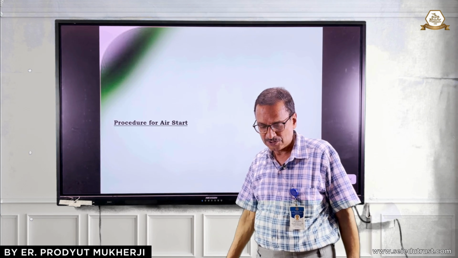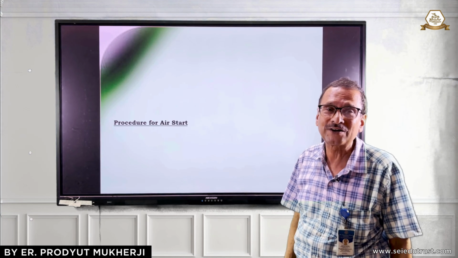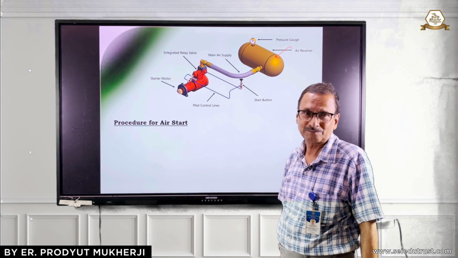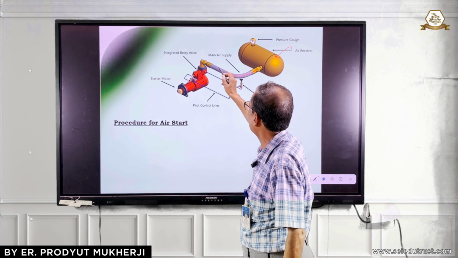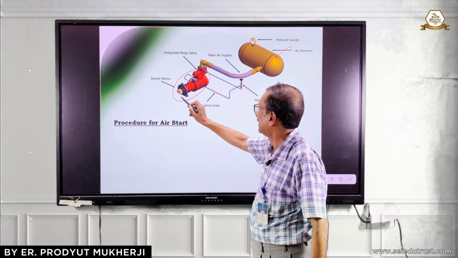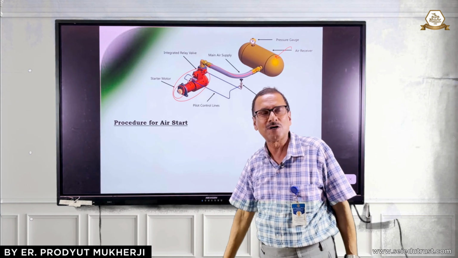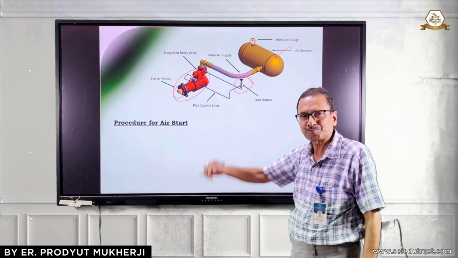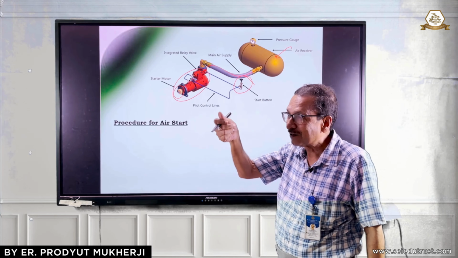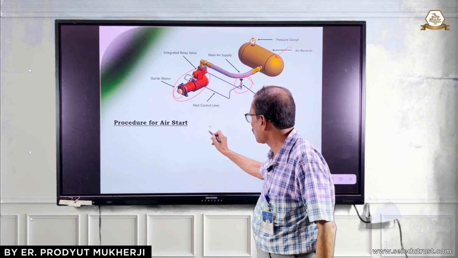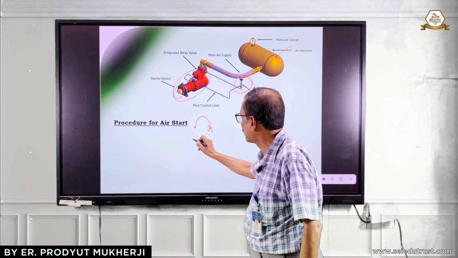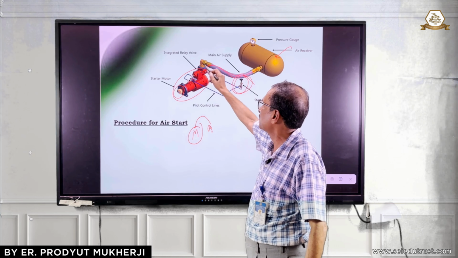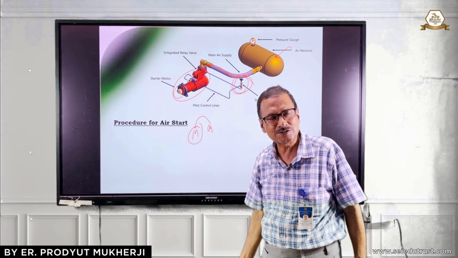Now let us see the procedure for testing on air starting. This is the air cylinder. From here the air comes to the air motor. This gear is connected to the generator engine. This is the start button. You start off with the selector switch, which must be switched from auto to manual mode. Press this switch, air comes in and your engine starts.